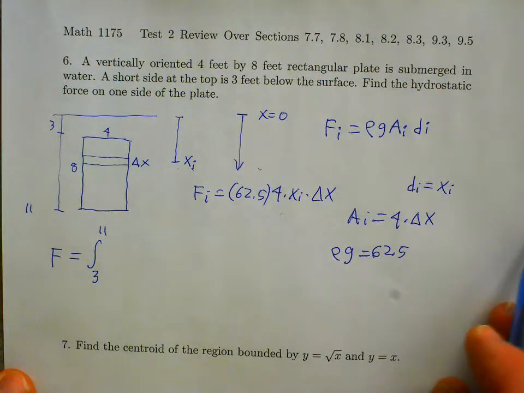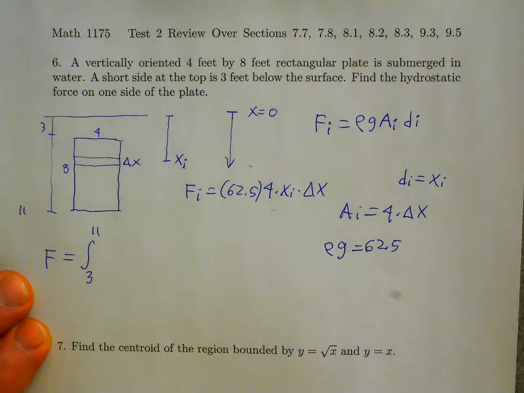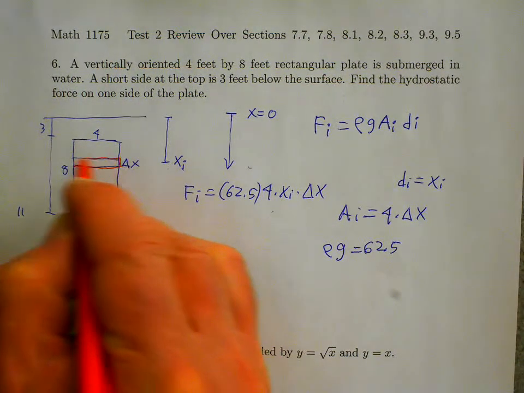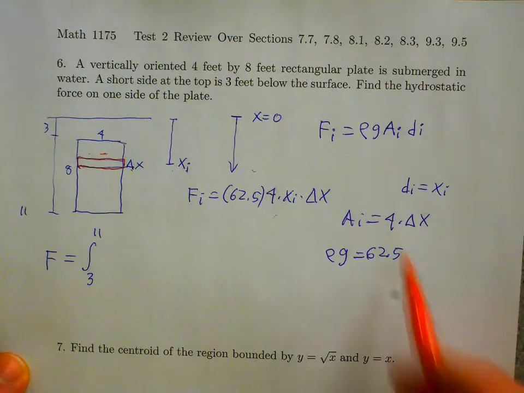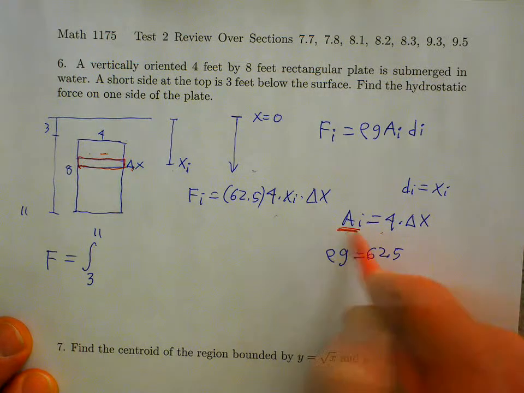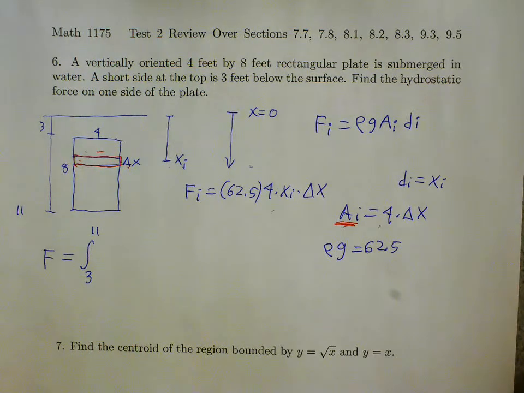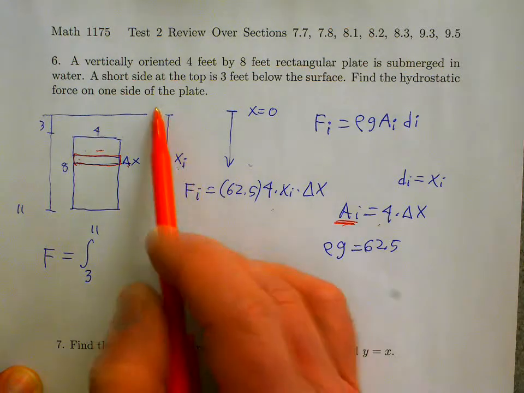I have a question. What's that? Can you explain why A sub i is 4 times delta x? Yeah, the area of the rectangle, the area of this rectangle. So one side is 4 feet and the other side is delta x. So yeah, A sub i is the area of that rectangle. And d sub i is the depth, which is x sub i. That's x sub i feet below the surface.